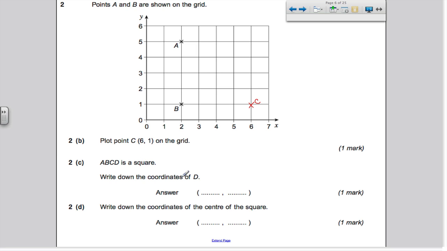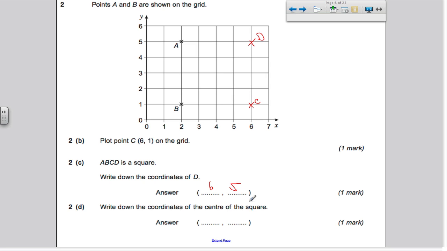ABCD is a square. We've got to find the coordinates of D. Well, hopefully you can see that this is 1, 2, 3, 4 in height and 1, 2, 3, 4 in length. That means it's got to be 4 high here, which means that's our point D. And the coordinates of D are 6, 5.